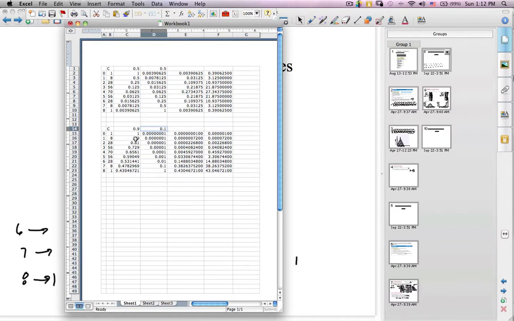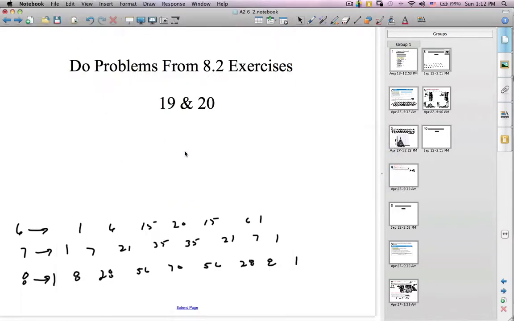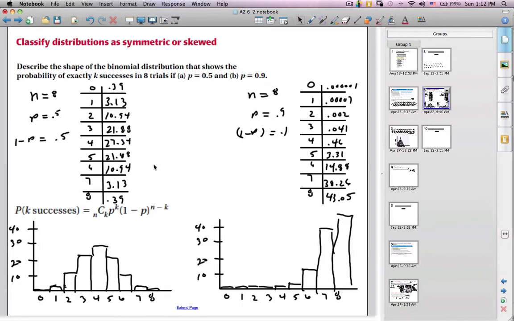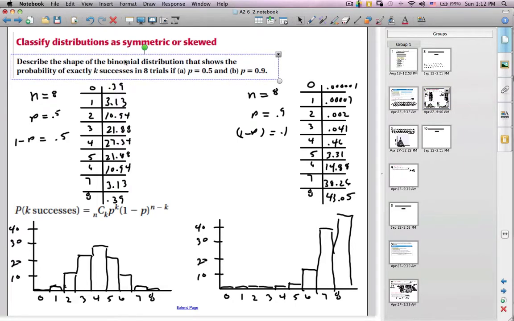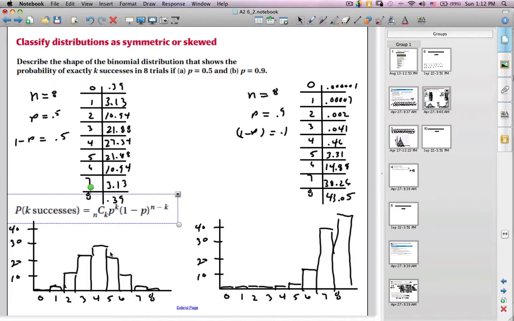And then I made this table with Excel where I took the probability of success to different powers, and the probability of failures to different powers, and I multiplied them all out, and this column here gave me my percentages. Then I went back to the table and I filled out the tables based on what I had in Excel, and then I drew the distributions. So you can see this is a symmetrical distribution. So if they want me to describe the shape of the binomial distributions, this one is symmetrical and this one is skewed to the right.